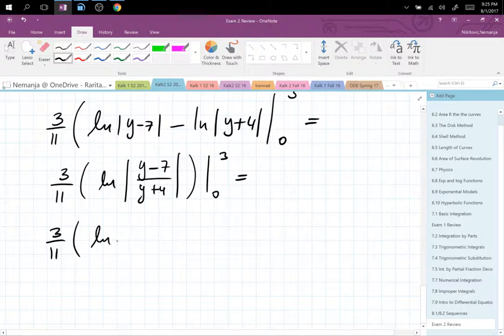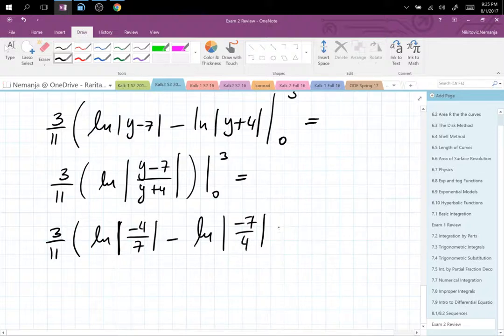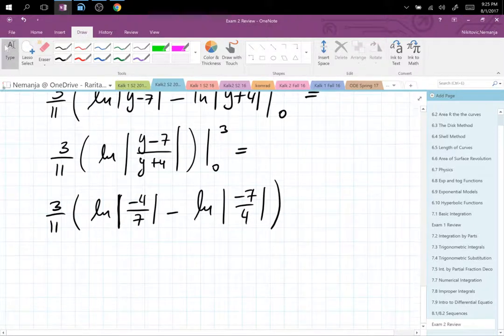Now we plug in 3 over 11. So I have ln of, now observe this, guys, you have absolute values. It's not there for decoration, right? The numerator becomes negative 4, denominator is 7. So you will not be able to take that ln if you didn't have absolute values. It will be a complex number. Minus ln of negative 7 over 4.